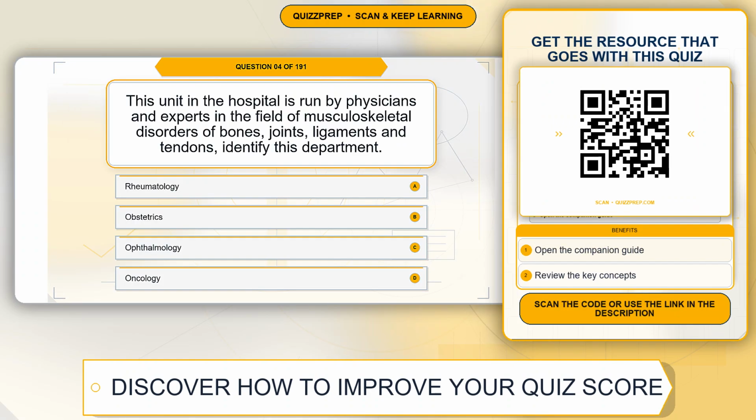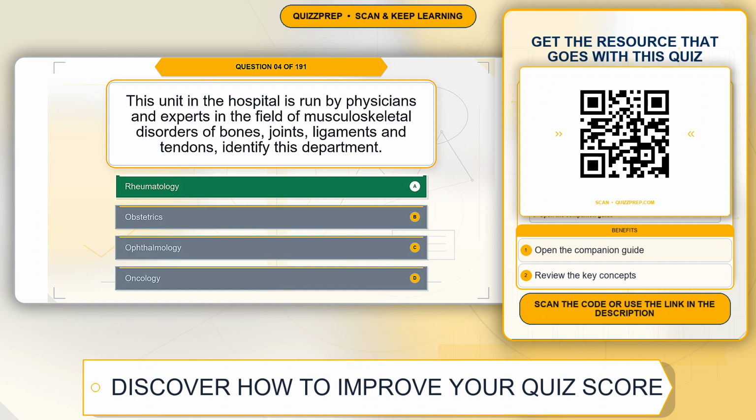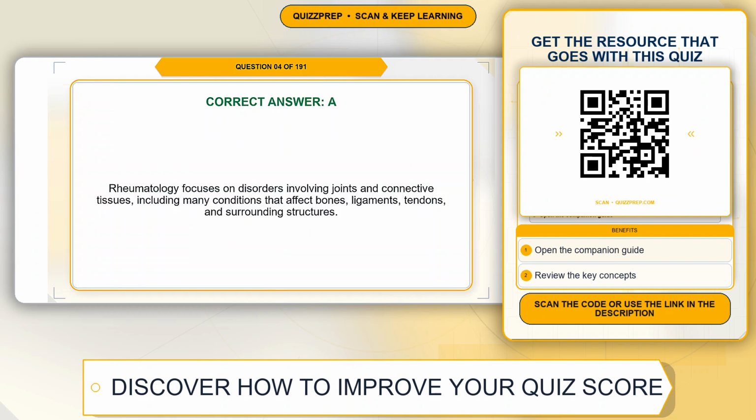Question 4. This unit in the hospital is run by physicians and experts in the field of musculoskeletal disorders of bones, joints, ligaments and tendons. Identify this department. Option A, rheumatology. Option B, obstetrics. Option C, ophthalmology. Option D, oncology. The correct answer is option A, rheumatology. Explanation. Rheumatology focuses on disorders involving joints and connective tissues, including many conditions that affect bones, ligaments, tendons, and surrounding structures.